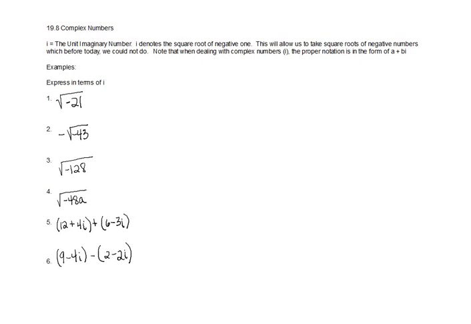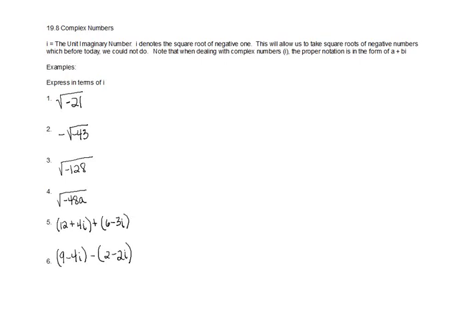Hello and welcome to the instructional video on section 19.8, which is dealing with complex numbers. Our complex number that we're going to deal with is i. i is called the unit imaginary number. That's why it's denoted with i, because it's imaginary. So i is going to denote the square root of -1. This will allow us to take square roots of negative numbers, which before today we could not do.